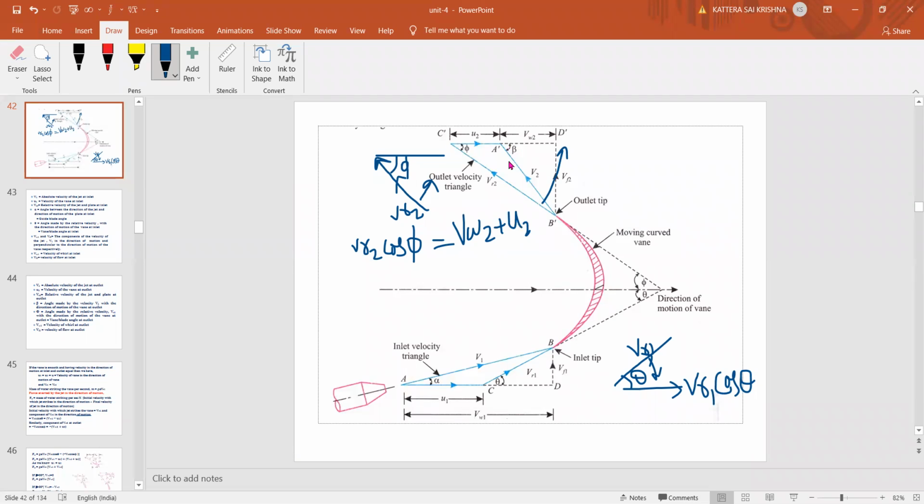Okay, so from the triangle, we need to change relative velocities in the terms of whirl velocity and the blade velocity. Okay, any doubt now? Yes, please. If you're not responding, how can I understand whether you're understanding or not?